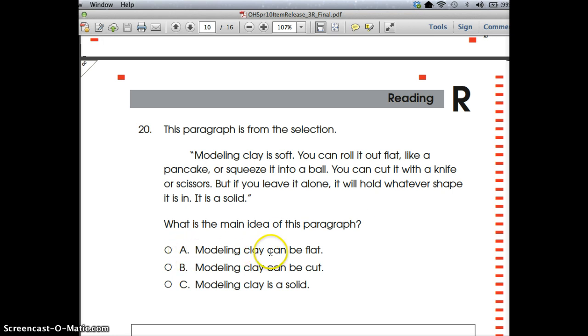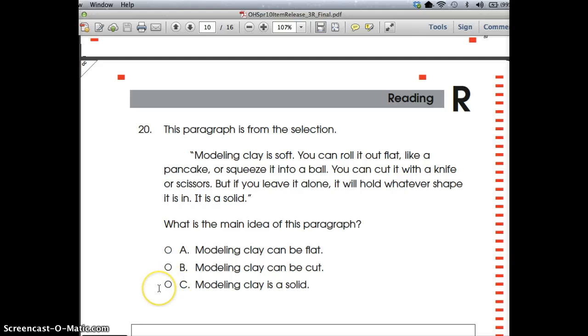A, modeling clay can be flat. Is that a big umbrella idea that holds all the other ones inside of it? B, modeling clay can be cut. Is that a big umbrella main idea that holds all the other ones inside of it? Or C, modeling clay is a solid. Is that a big main idea that holds everything else inside of it? It is C, modeling clay is a solid, because all the other ideas go with that.